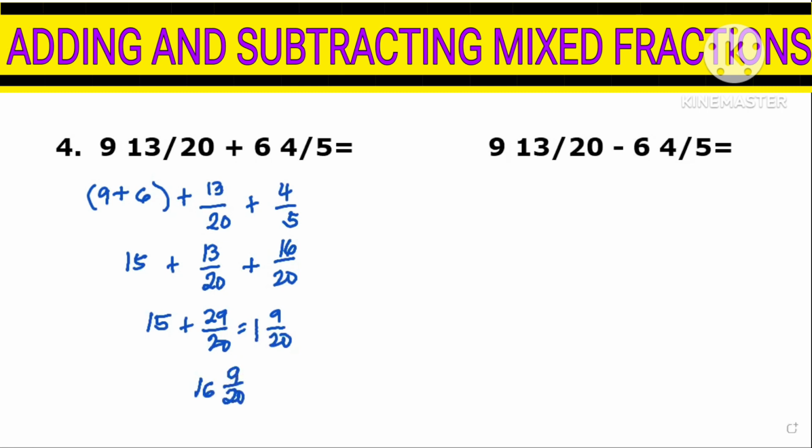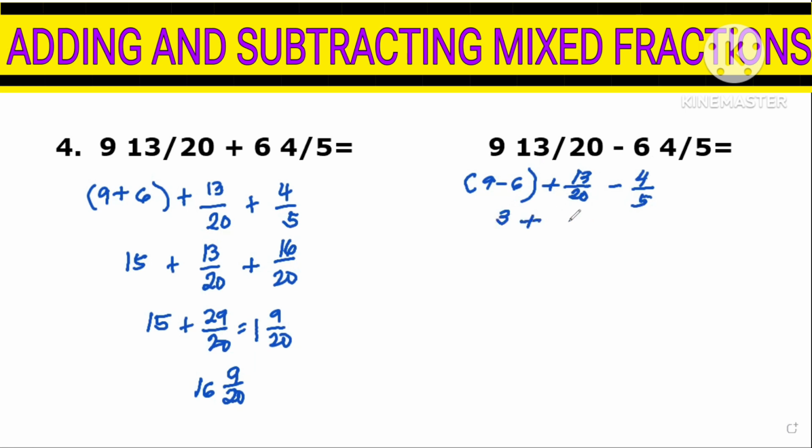Now, let's look at subtraction, no? What if we subtract 6 and 4/5 from 9 and 13 over 20? So again, let's do it by parts. We have 9 minus 6 plus 13 over 20 minus 4/5. 9 minus 6 is equal to 3.